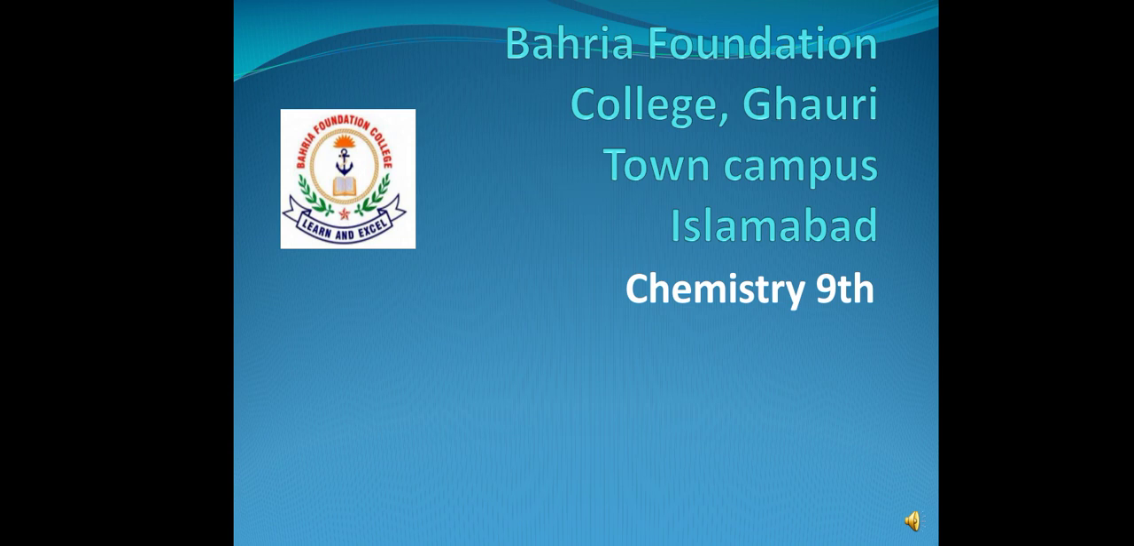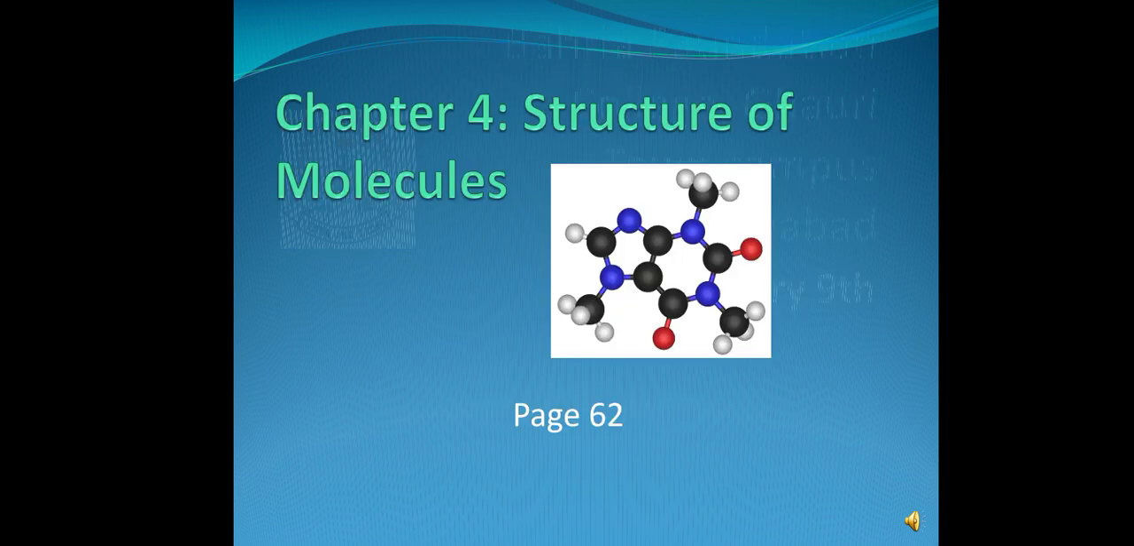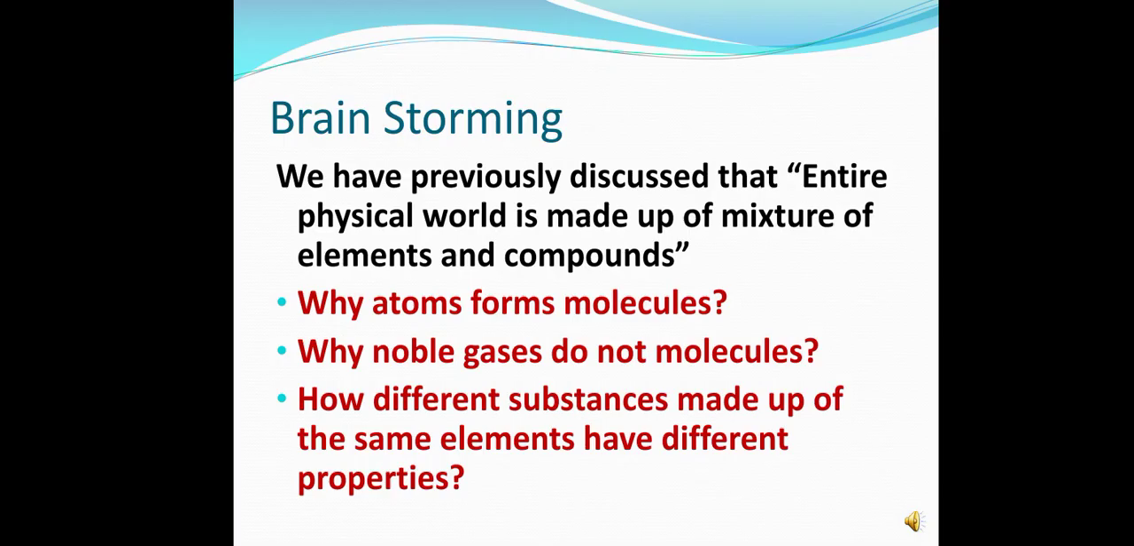As we have done the first three chapters during our previous session of pre-ninth, we would be starting a new chapter today, and that is chapter number 4, given on page number 62, Structure of Molecules. Before starting this chapter, I hope that all of the previous concepts are very clear in your mind, and you have a very good understanding of them. As I have told you many times, all of the previous knowledge is very important to learn the new lesson. So for that we are going to do the brainstorming today.